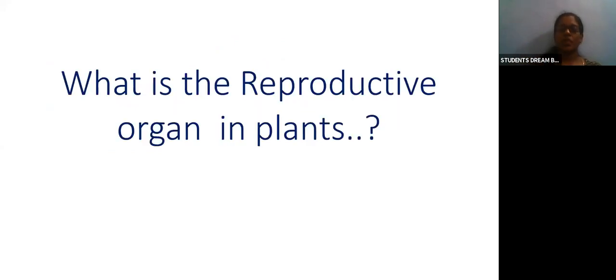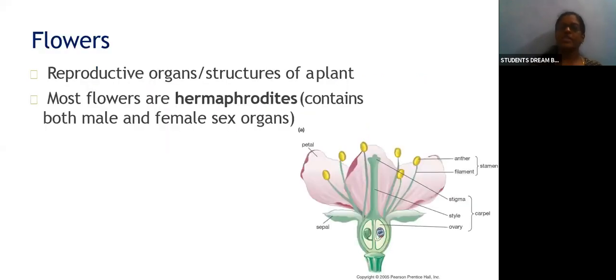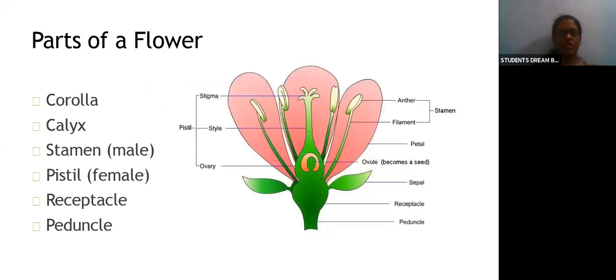Okay. So what is the reproductive organ in plants? Flowers. Obviously, the flowers are the reproductive structures of a plant. Most flowers are hermaphrodite. So what does this term mean? Hermaphrodite means they have both male as well as female sex organs. In a single flower, they'll have both the male and the female sex organ. So most of them are hermaphrodites.